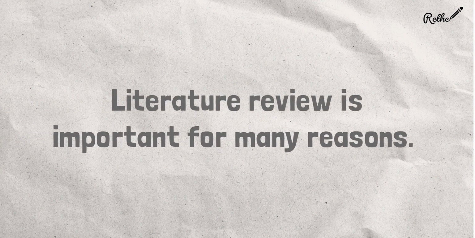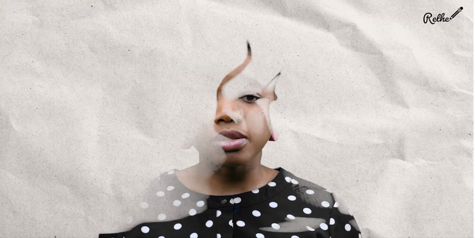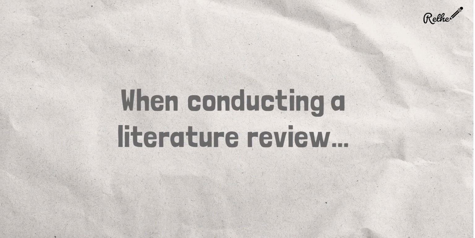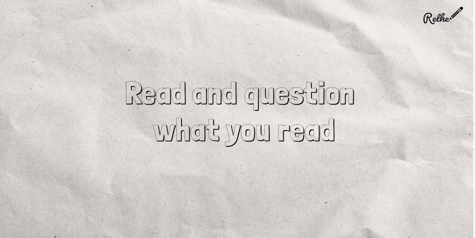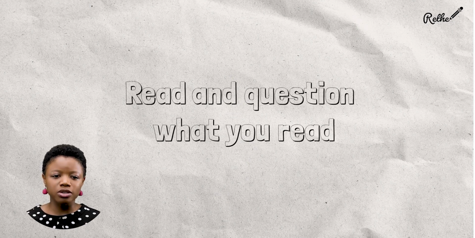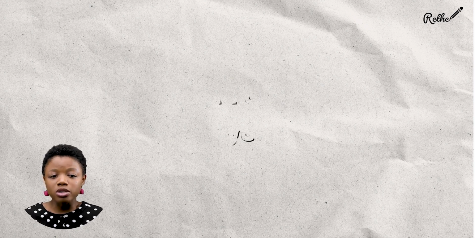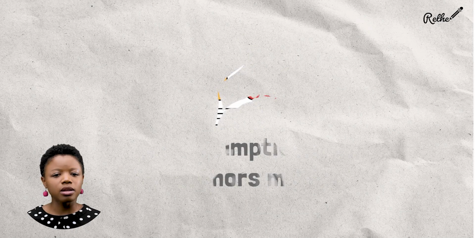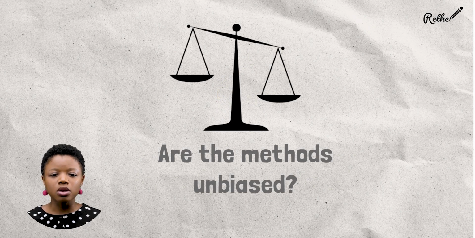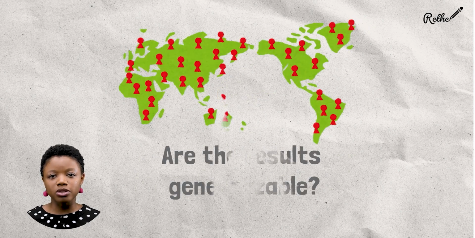A literature review is important for many reasons. It helps you understand what research has been done on the topic or question that you want to investigate. It can also help in refining your research question. And when conducting a literature review, you have to be critical. Do not accept everything you read as correct. Ask questions as you read. For example, what assumptions are the authors making? This could be assumptions about the data, it could be assumptions about the methods, or assumptions about the populations that they are studying.